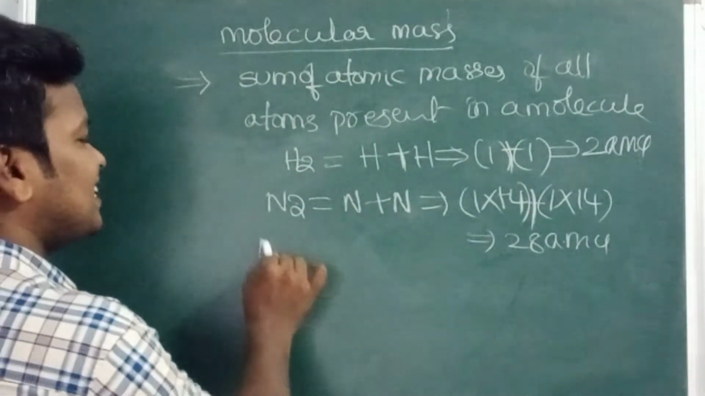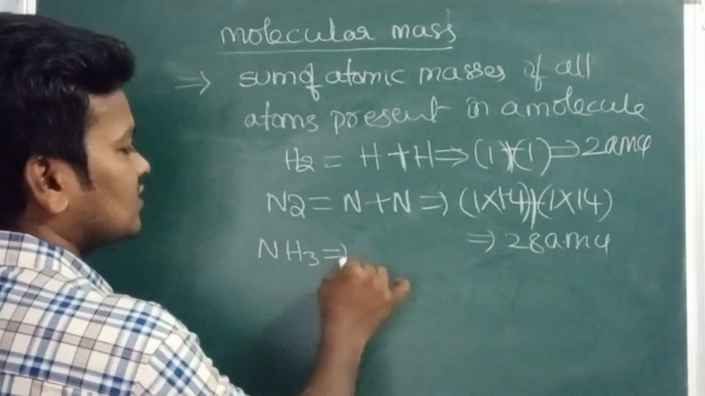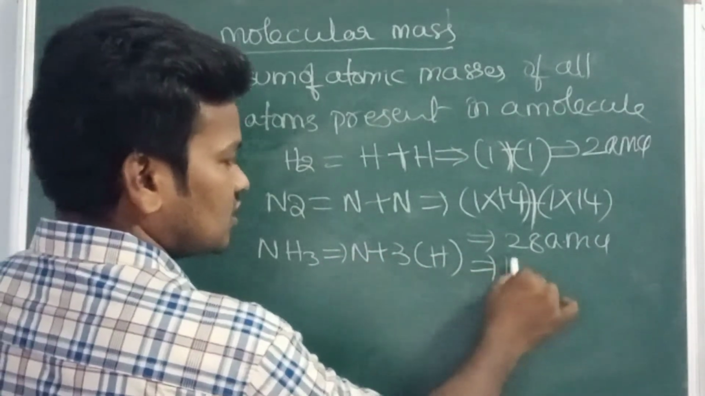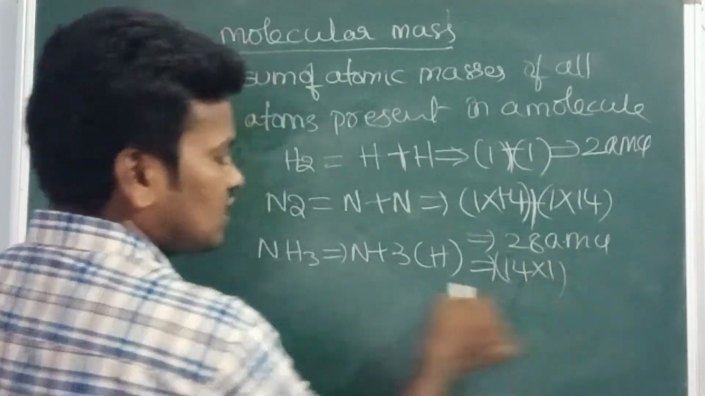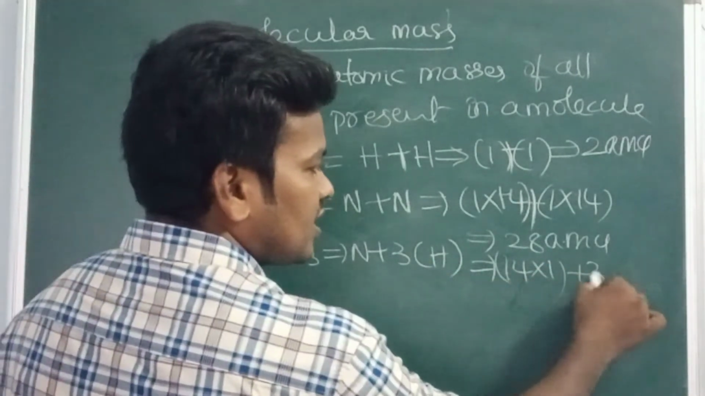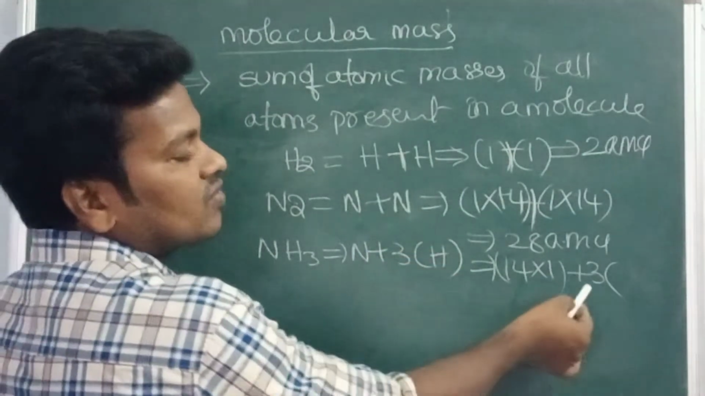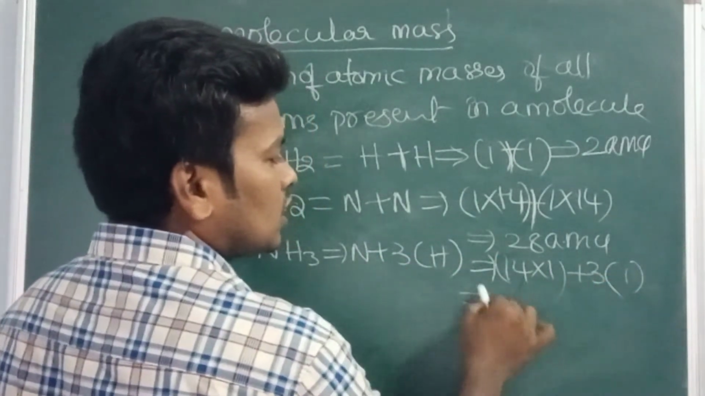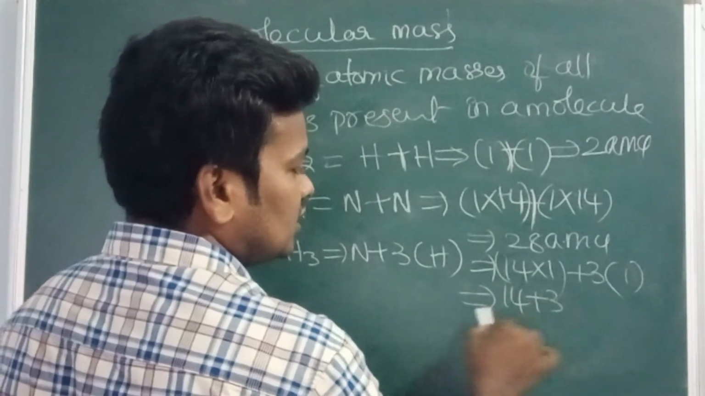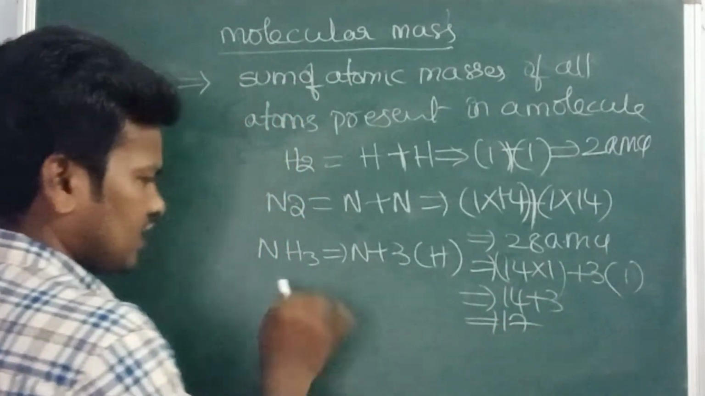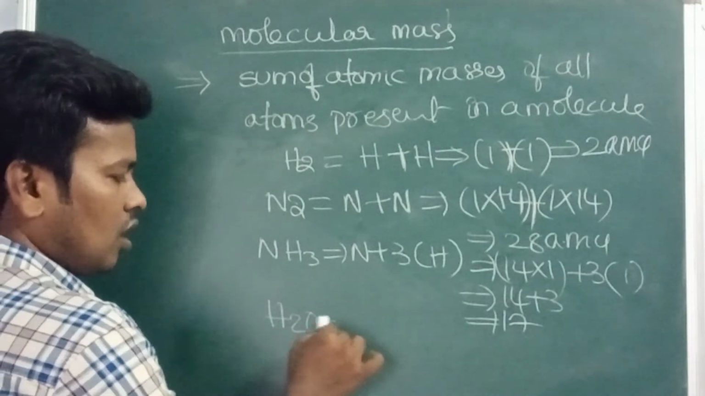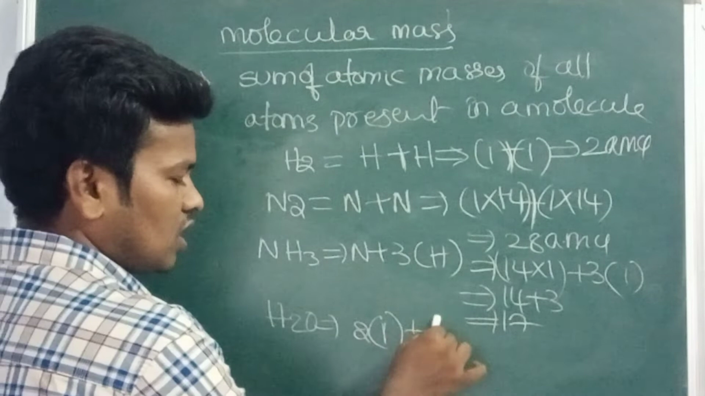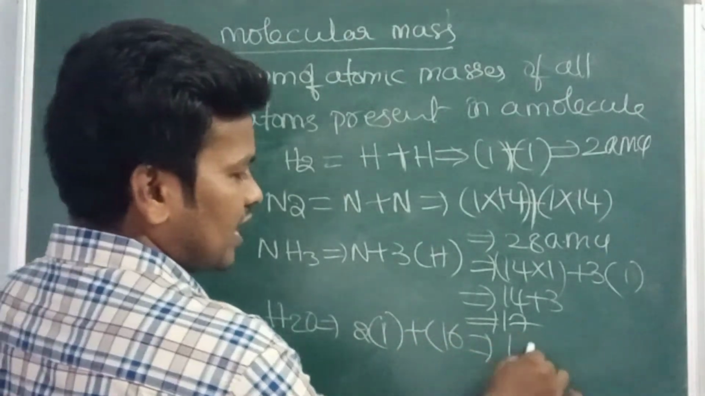For example, you can see NH3. NH3 means N plus 3 hydrogens. Nitrogen atomic mass is 14 into 1, because only 1 is there. How many hydrogens? 3 hydrogens, that's why I kept 3. What is the atomic mass of hydrogen? 1. So totally we get 14 plus 3 is equal to 17. In the case of H2O, you can take 2 hydrogens, so 1 plus 1 plus oxygen 16 is equal to 18 AMU.